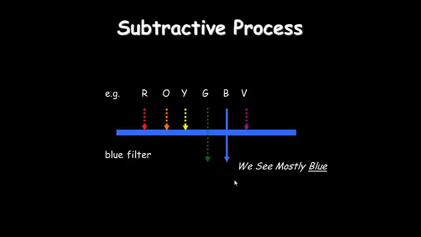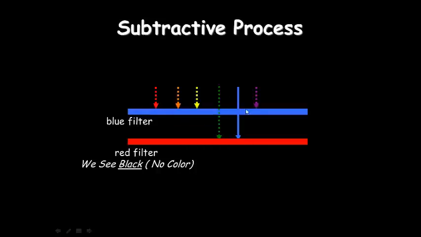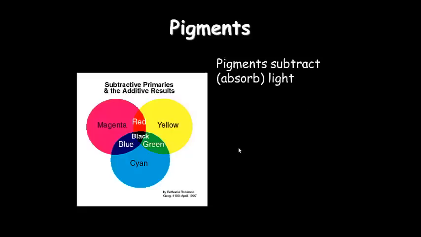If I have a blue filter, that means the blue is allowed to go through, but everything else gets subtracted or taken out. If I have a blue filter first, blue light is allowed to go through. Then a red filter would only allow red to go through, but I don't have any red, so we're going to get black. Pigments are another way to subtract or take out colors from light.